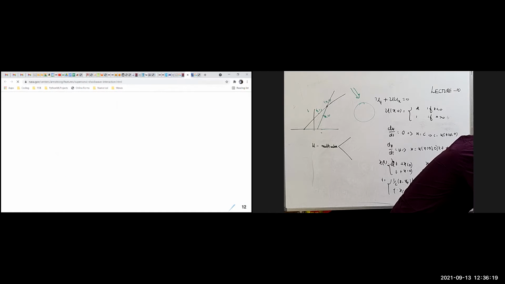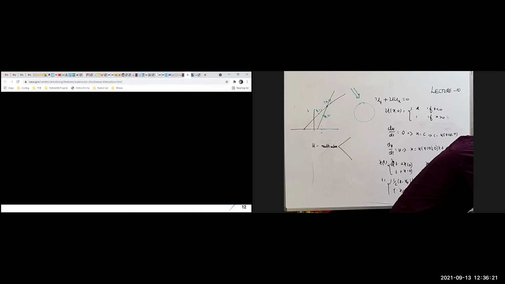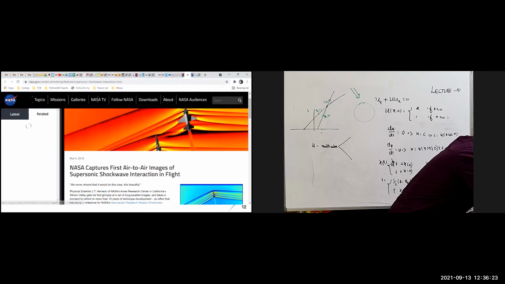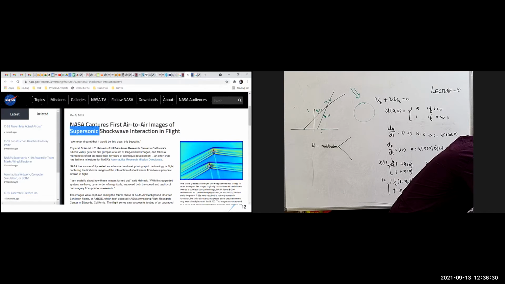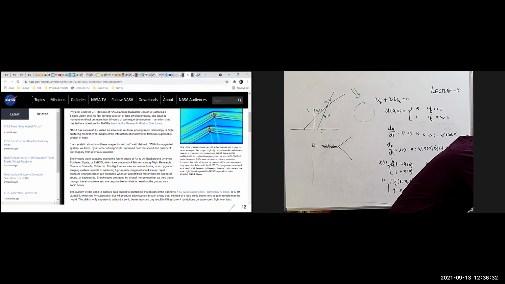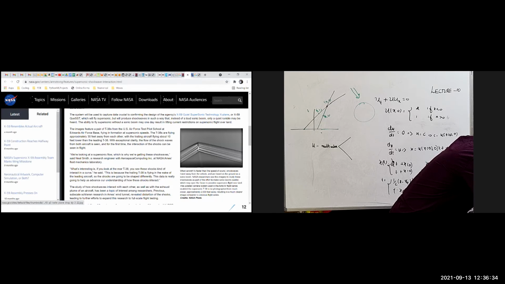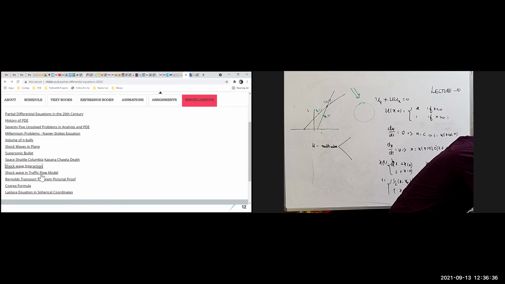So shock wave interaction also will happen, which is from a NASA paper. You can see how the shock waves are occurring and how that is going to play a significant role in supersonic flights, etc. Okay, so you can check it. This is one of the important phenomena in the space shuttle and other things.